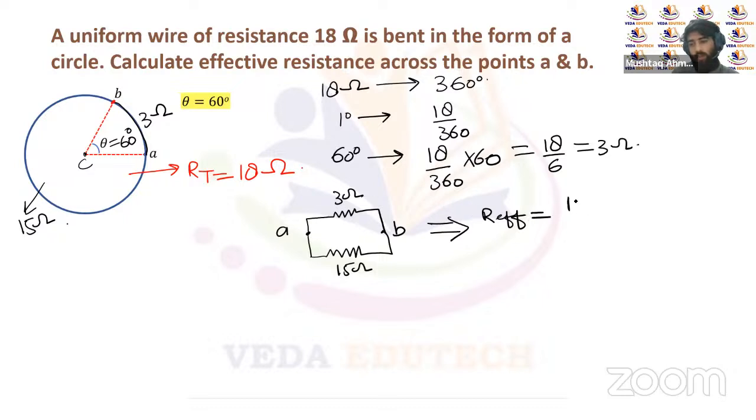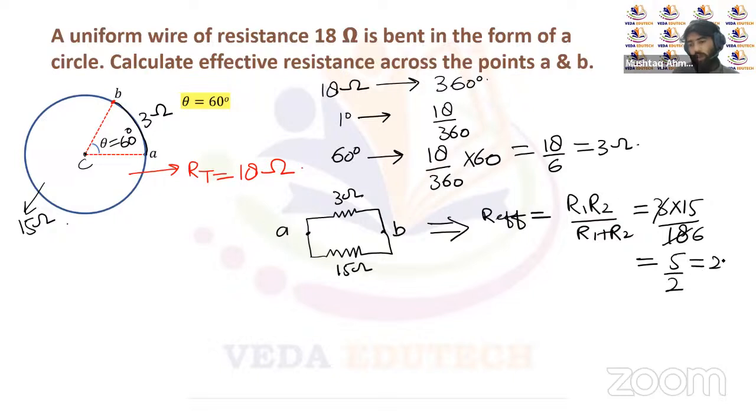The effective resistance for the two resistors is actually R1 into R2 upon R1 plus R2, right? So it will be equal to 3 multiplied by 15 upon 18, right? Or it will be 5 upon 2, right? That's equal to 2.5 ohms. It means the effective resistance between the points A and B will be 2.5 ohms, or 5 upon 2 ohms, right? So this will be the effective resistance between the points A and B, right?